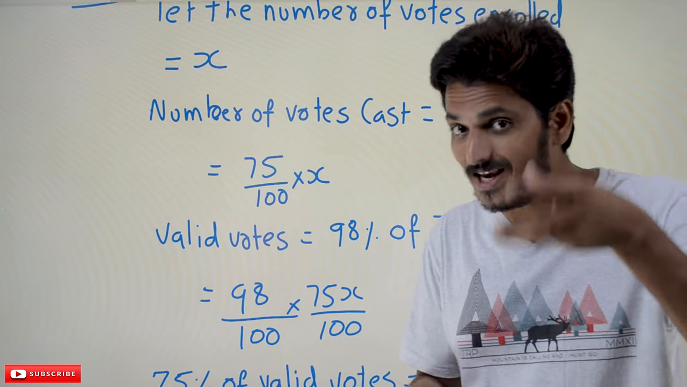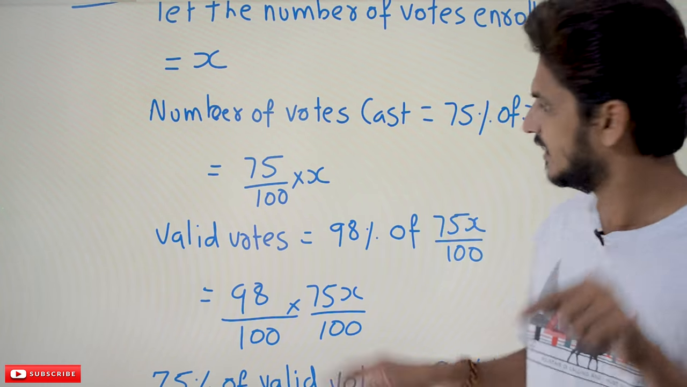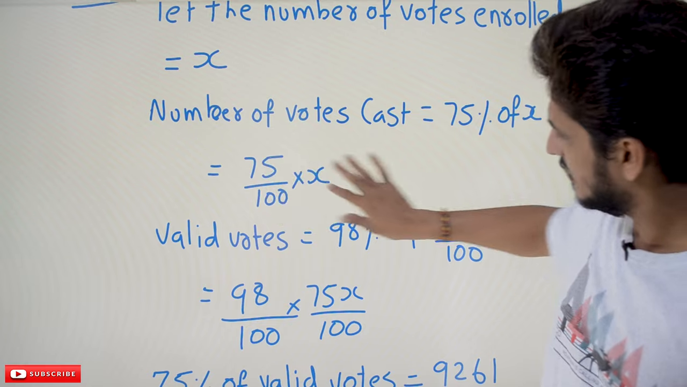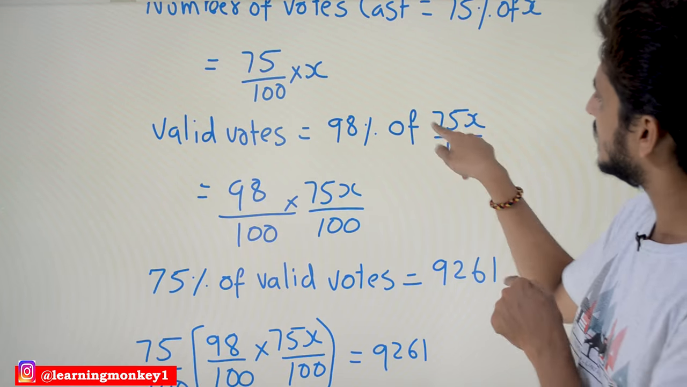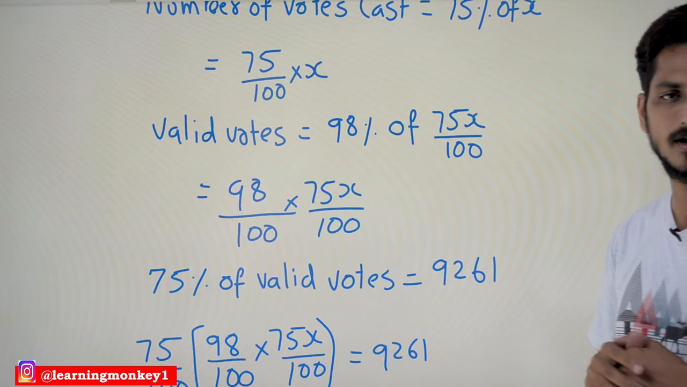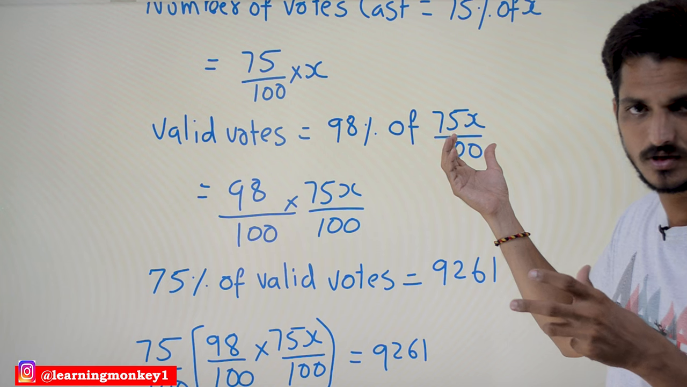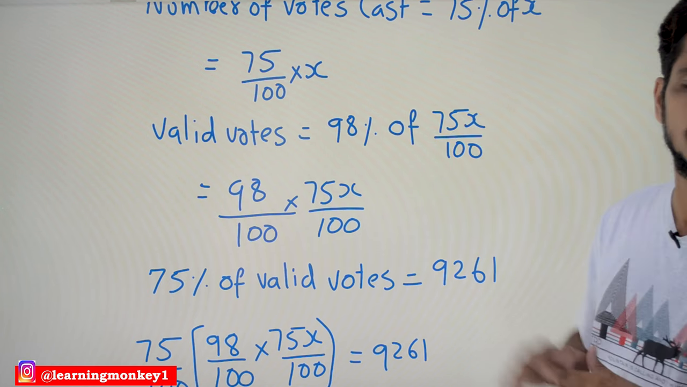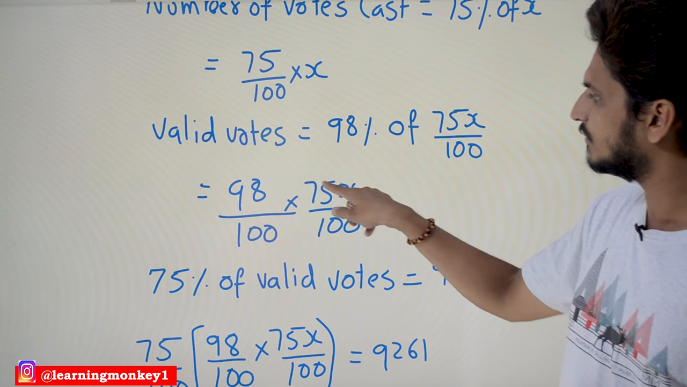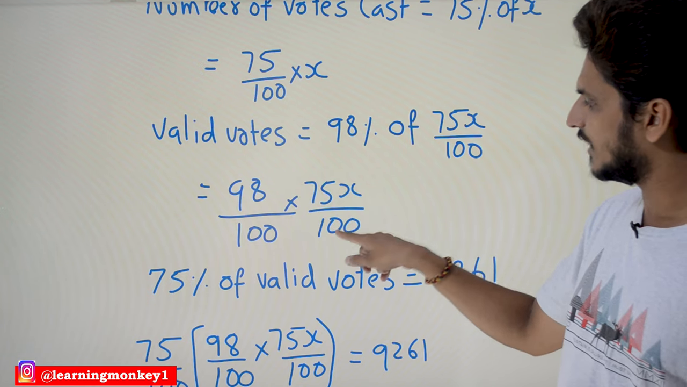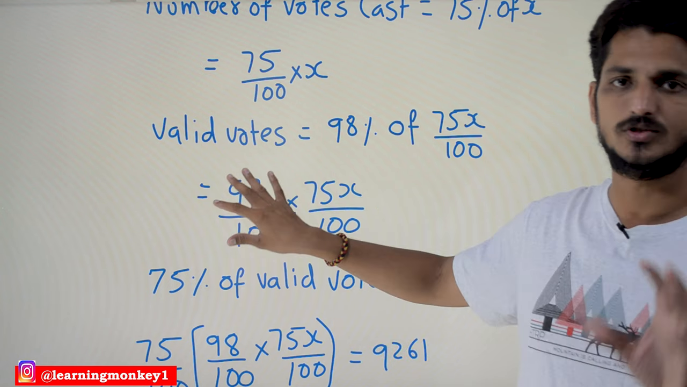So how many valid votes are there? 98% of the votes are valid. So the valid votes are 98% of 75X by 100. This is the amount which cast their votes, and out of this amount, 98% is 98 by 100 multiplied by 75X by 100. This is the amount of valid votes.